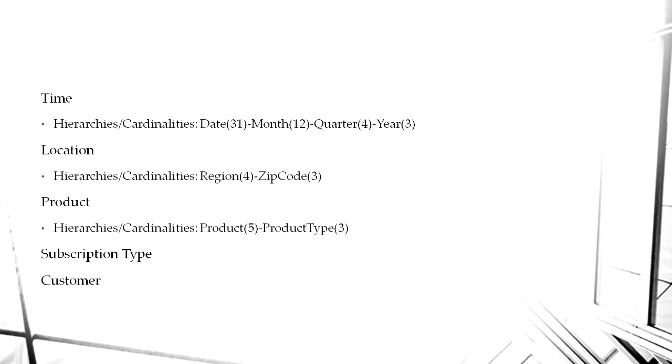Dim products type stores product type ID and product type name. Product type ID is an integer and is both a primary key and a foreign key. Product type name is stored as a varchar of up to 25 characters.